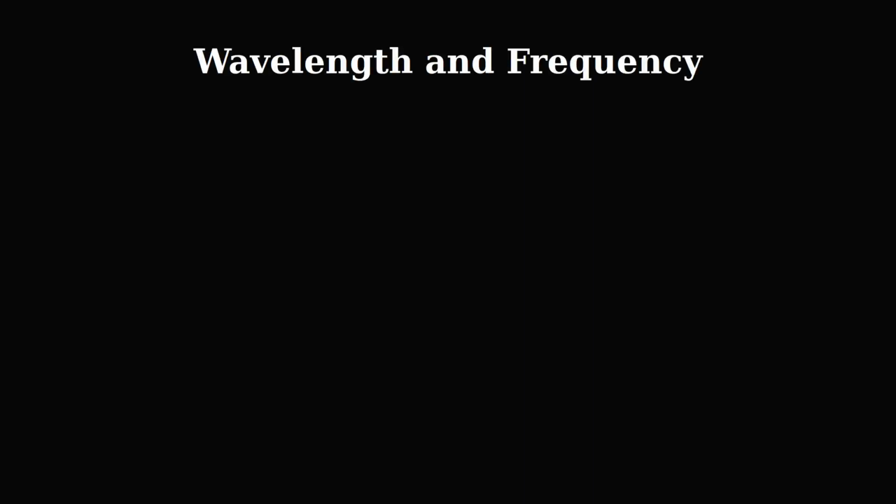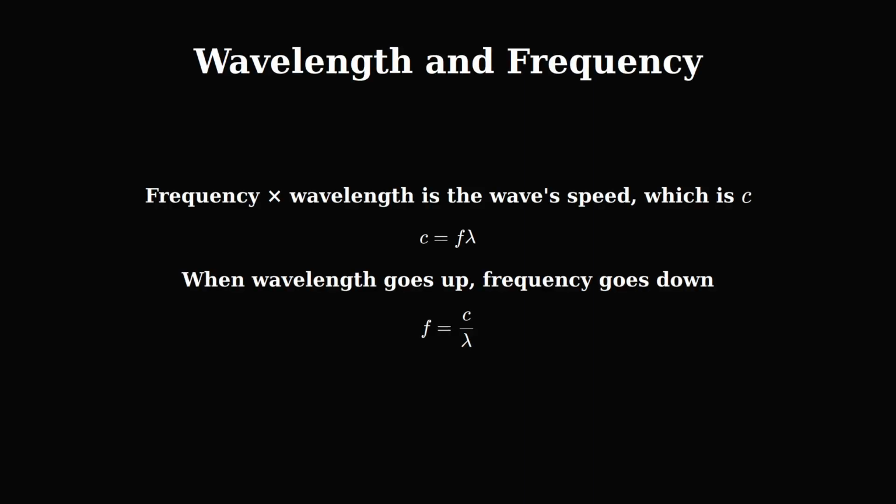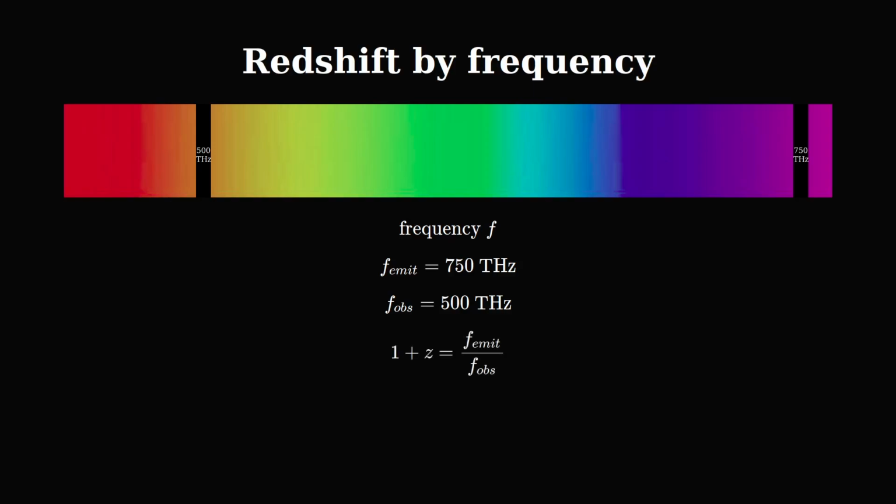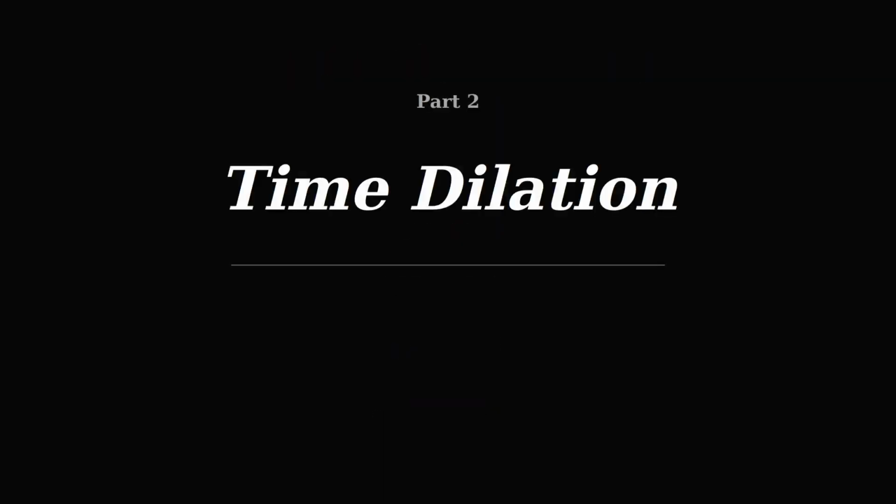Wavelength and frequency are inversely related. That means when wavelength goes up, the frequency goes down. By frequency, our violet light will be 750 terahertz, which is observed at 500 terahertz, our orange light. And now the equation is 1 plus z equals the frequency emitted over the frequency observed, which is again z equals 0.5. And because the frequency is going down, that means its period is going up.